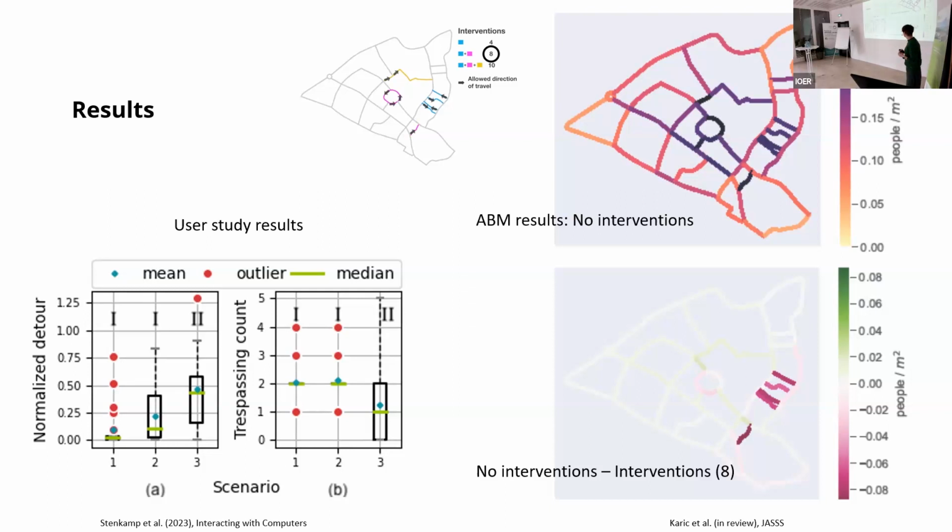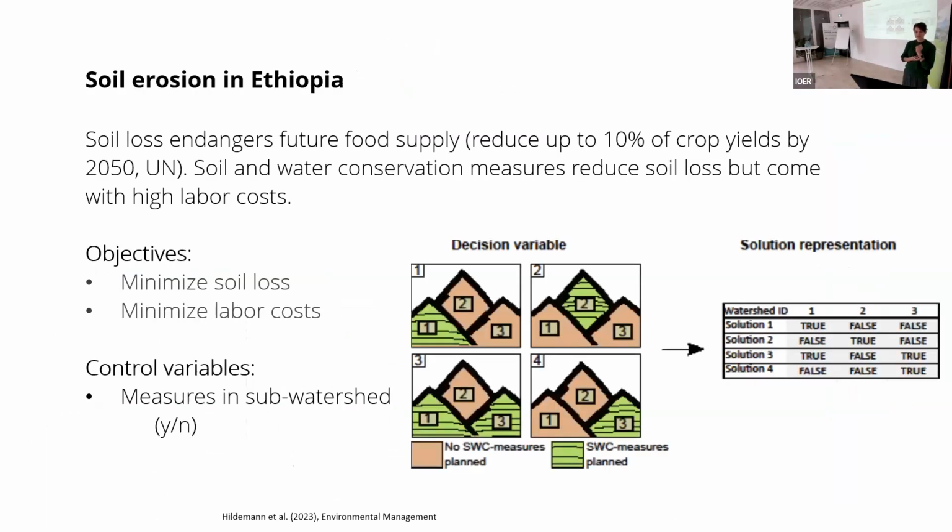So that was an example of what you can do with a geosimulation model. Now we come to the spatial optimization case study about soil erosion in Ethiopia. Soil loss endangers food supply now and in the future. For example, the UN says that in 2050, soil loss could reduce crop yield by up to 10%. So it could have a really large impact.